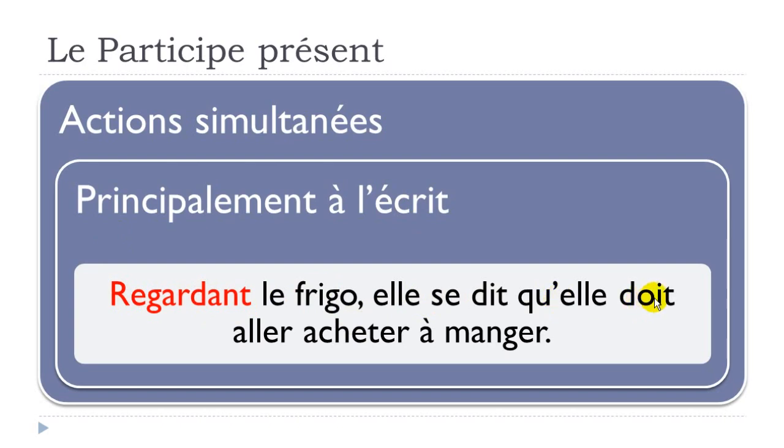Elle se dit qu'elle doit aller acheter à manger. So she tells herself that she must go and buy some food. Donc, regardant le frigo, elle se dit qu'elle doit aller acheter à manger. In that case, when you put this participe présent here, clearly it's because you want to say that the first thing and the second thing are happening at the same time. But keep in mind that this structure is for when you write. If you want to use it orally, then you should use this preposition en first and then the form we call gérondif that we saw a few minutes before.